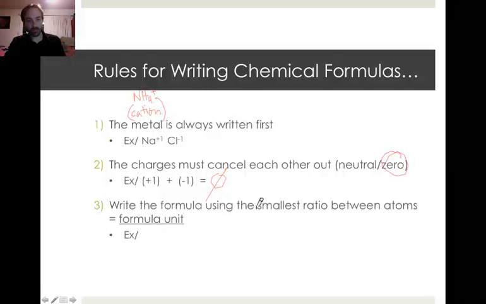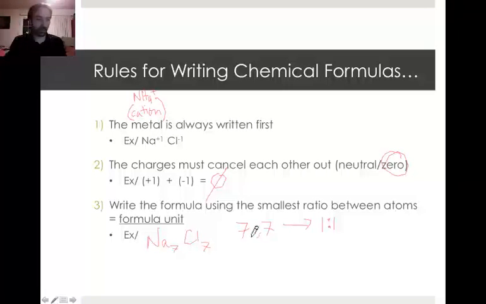Last but not least, you always write the formula using the smallest ratio between the atoms. So in other words, if I was doing some weird math and I ended up with Na7Cl7, that's not the smallest ratio. That's a 7-to-7 ratio. That's not smallest. I can reduce this all the way down to 1-to-1. So you never have a higher ratio than you need. You always reduce it down to the smallest ratio possible. In this case, a 1-to-1.